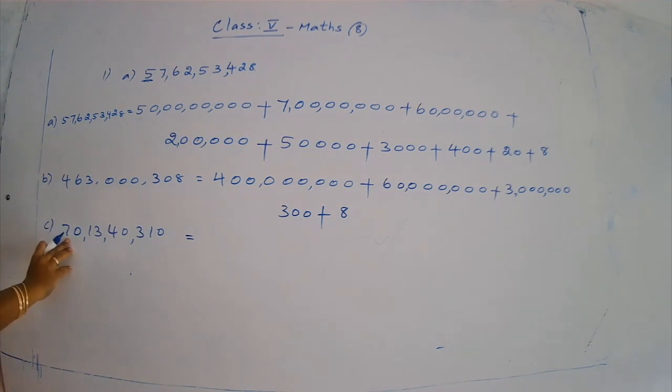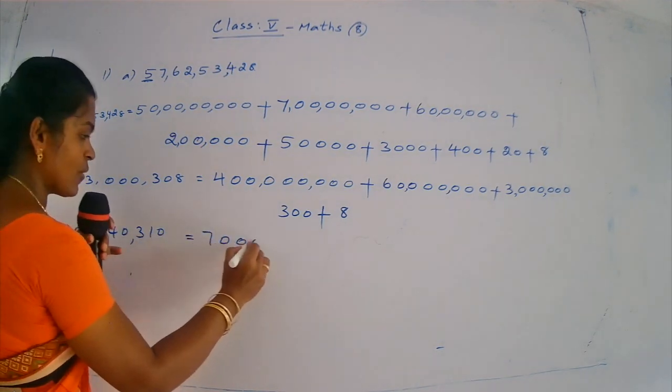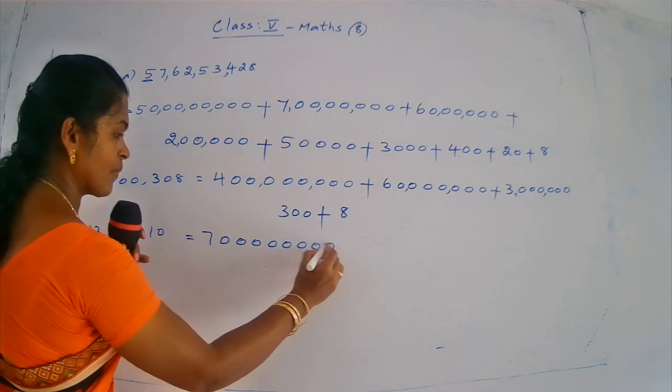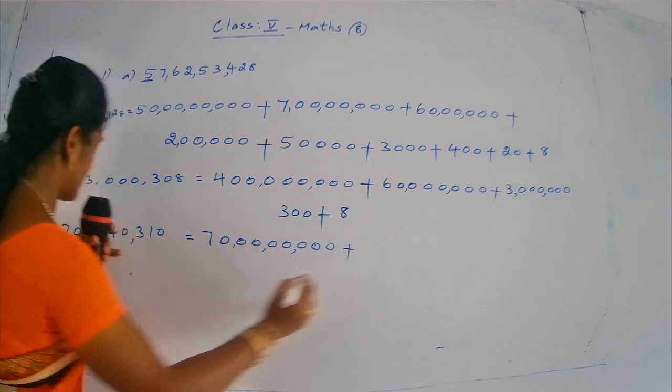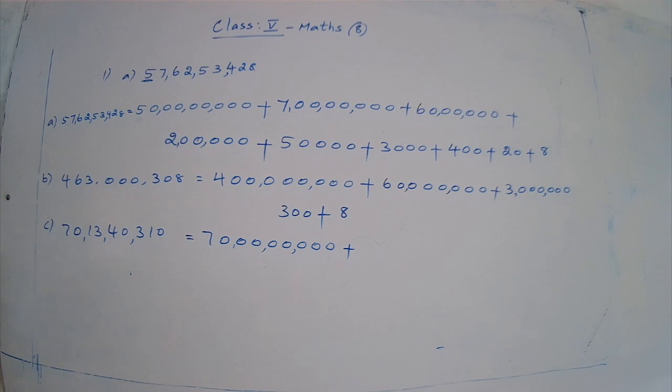First digit is 7. So the place value of 7 is 7 into 10 crore. 7 into 10 crore is equal to 70 crore. Okay, 70 crore plus next digit is 0. So you leave it. Okay, next digit is 1.